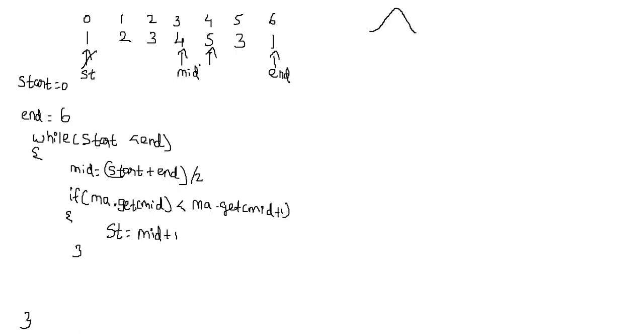Start less than end. Start value is 4. 4 less than 6. Yes, 4 is less than 6. Then I have to find the mid value. 4 plus 6 is 10. 10 by 2, which is 5. So this is my mid. After finding the mid, I have to check the condition: the element at index mid compared with the next element. 3 less than 1, condition is false.